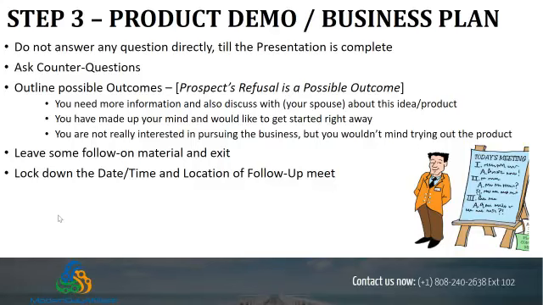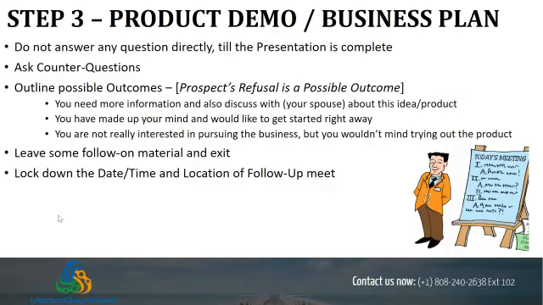So you're in control. You're telling them, well, I understand that you may be at one of 3 places. You may need more information and may also need to discuss with your spouse or other people in your family about this idea of product. You may have made up your mind. You may like to get started right away, or you're not really interested in pursuing this business or buying this product. You're not really interested in pursuing the business, but you won't mind trying out the product. And of course, if they say, well, I'm neither interested in the business nor in the product, that's great, because you just saved a whole lot of time and you can exit right away.